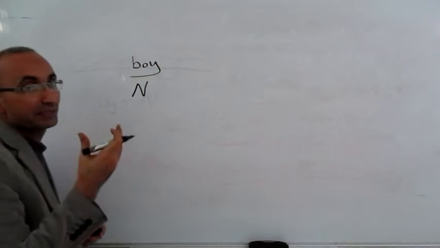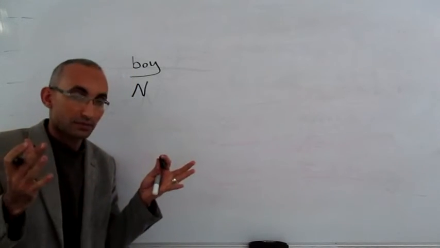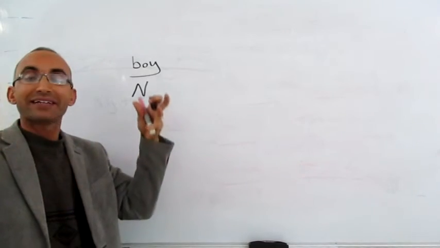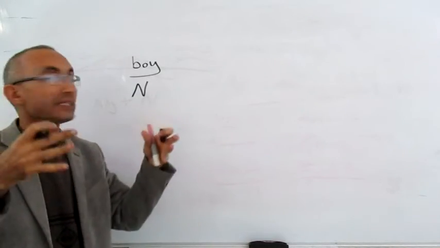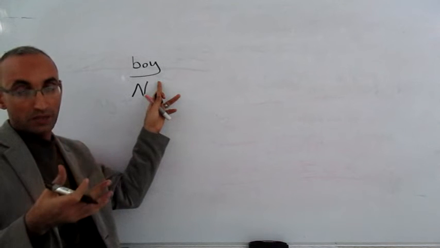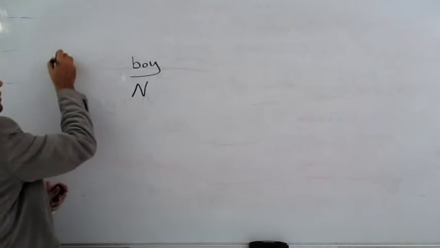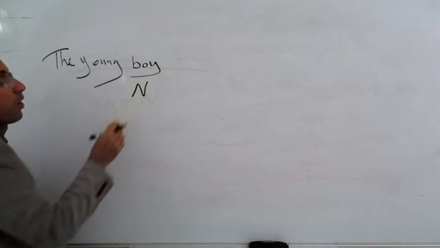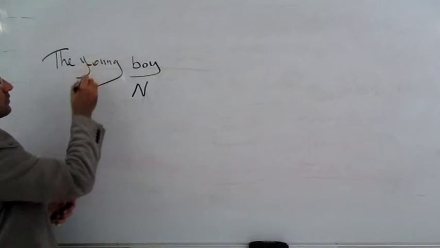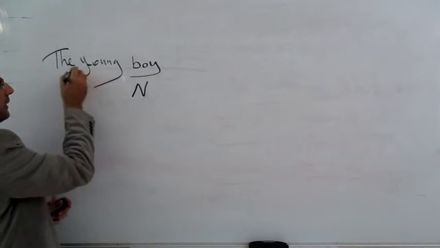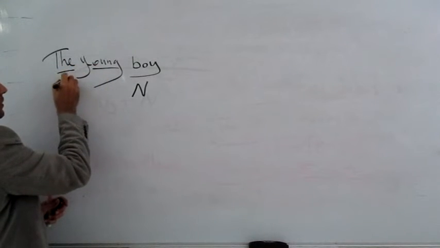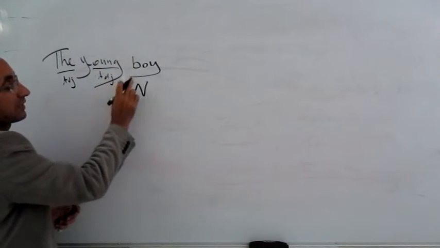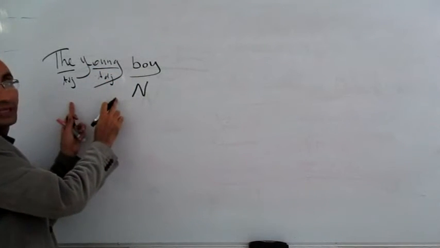Now, the noun phrase simply is what? A group always of related words, and these words are related specifically to this noun. So if I write the young boy, clear, the young boy, it means here adjective plus noun. Here I have a noun phrase.